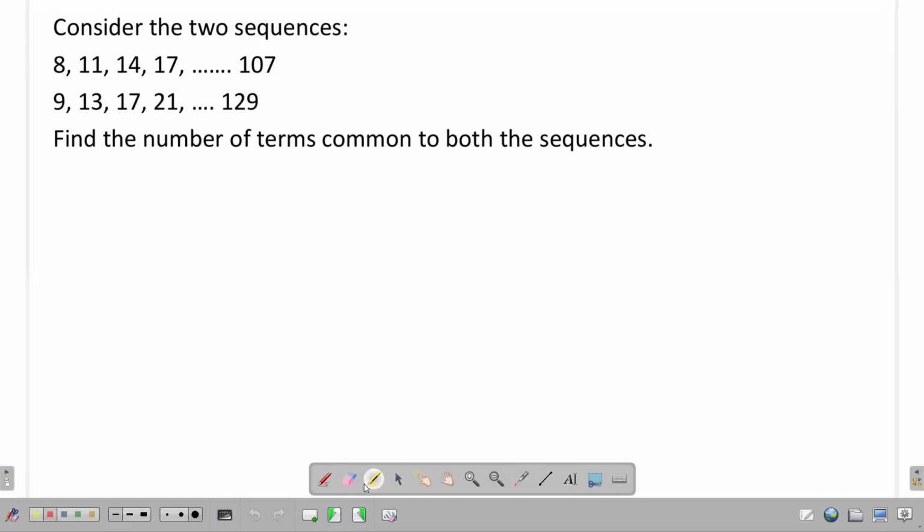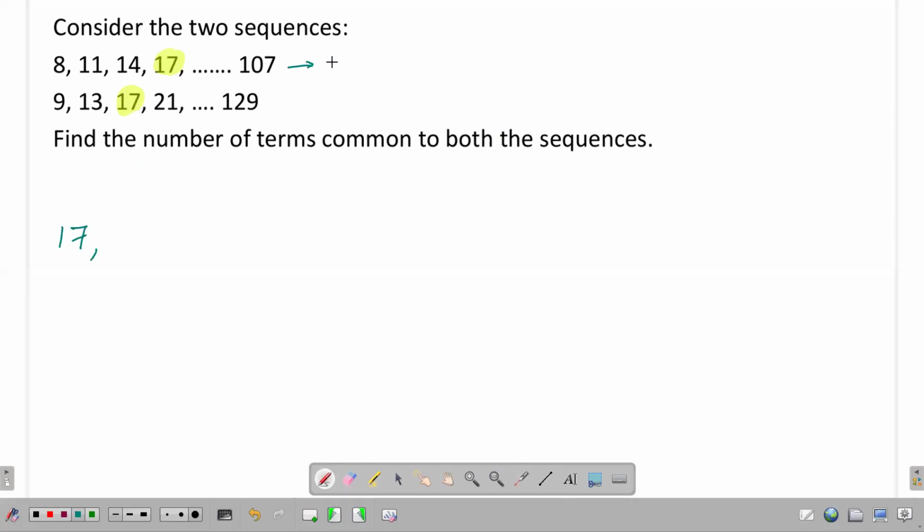If you observe more closely, you can see that 17 is the first term which is common to these two sequences. Please observe, there is no 13 here, there is no 9 here. 17 is, I should say, the opening batsman, the first term which is common to both these sequences. So I am writing that 17 here.